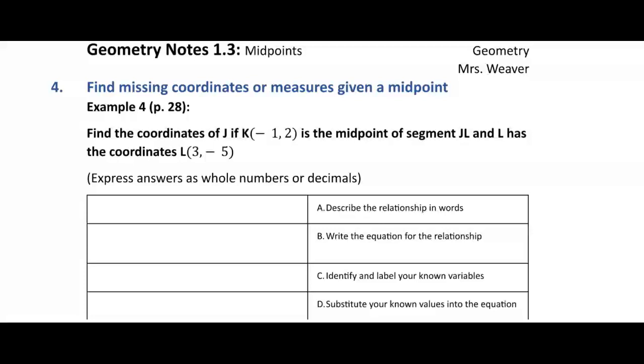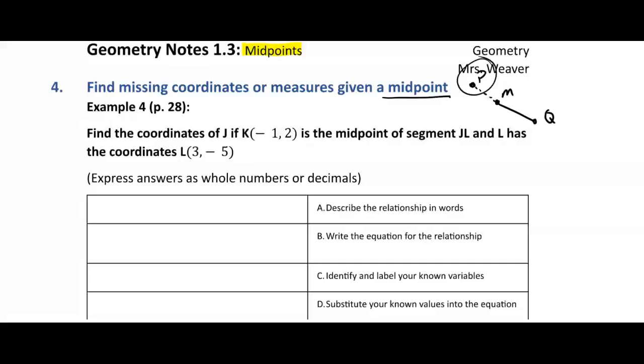Welcome to Geometry 1.3, our lesson on midpoints. We're here for Objective 4, finding coordinates or measures given a midpoint. In previous objectives, we were finding the midpoint. In these objectives, we're given a midpoint, and typically we're given a midpoint and one other endpoint, and we're asked to figure out the first endpoint. So that's the situation that we're in.